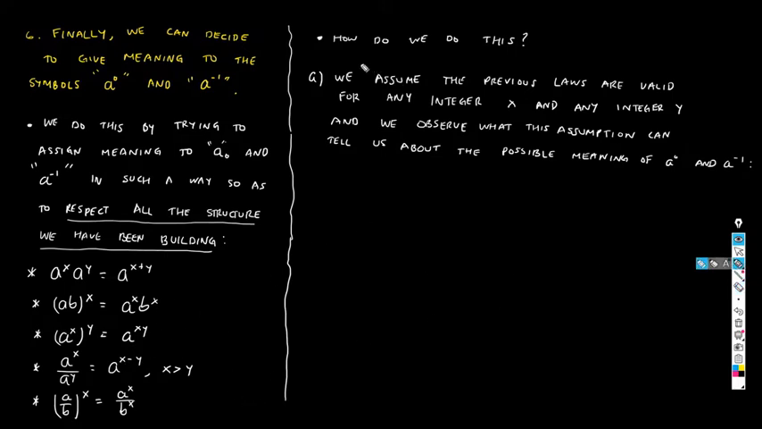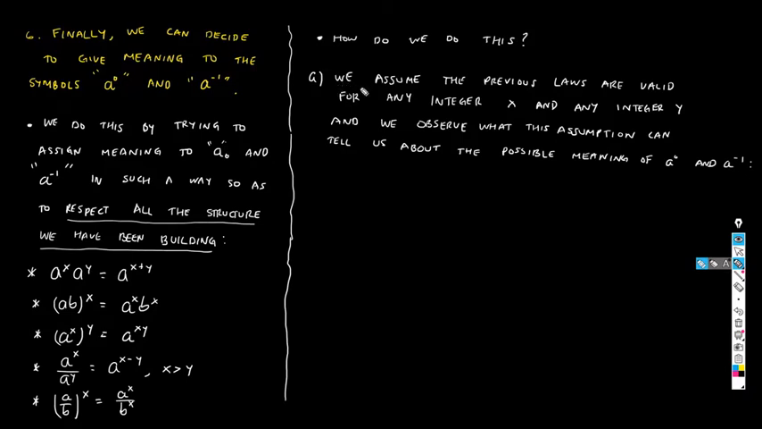Alright, so how do we do this? How do we assign meaning to this and this in such a way so as to respect all of this, or in such a way so that these definitions for these objects are in harmony with all of this previous structure? What we do is the following.